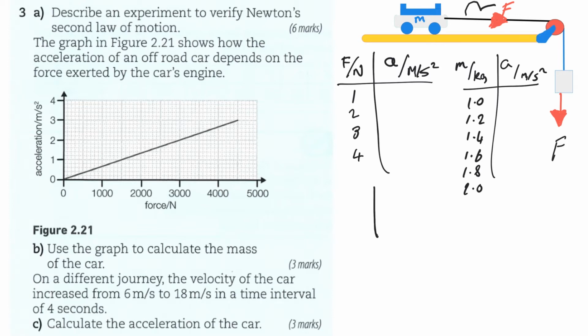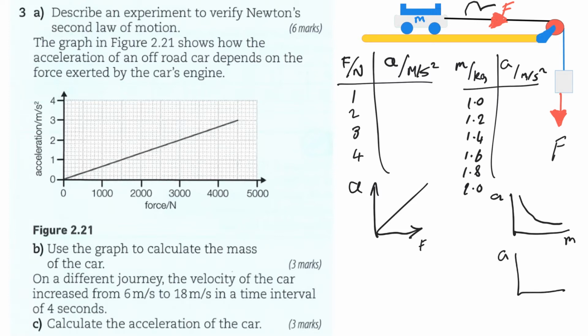So if you plot a graph of acceleration versus force, it will be a straight line increasing, and a graph of acceleration versus mass will be a curve like this, but acceleration versus 1 over mass will show that it's proportional to 1 over mass. So the 6 marks will be for valid points of what you're doing. So there'll be some marks for the setup, some marks for what you do, and some marks for what you do with the results, like plotting the graphs.